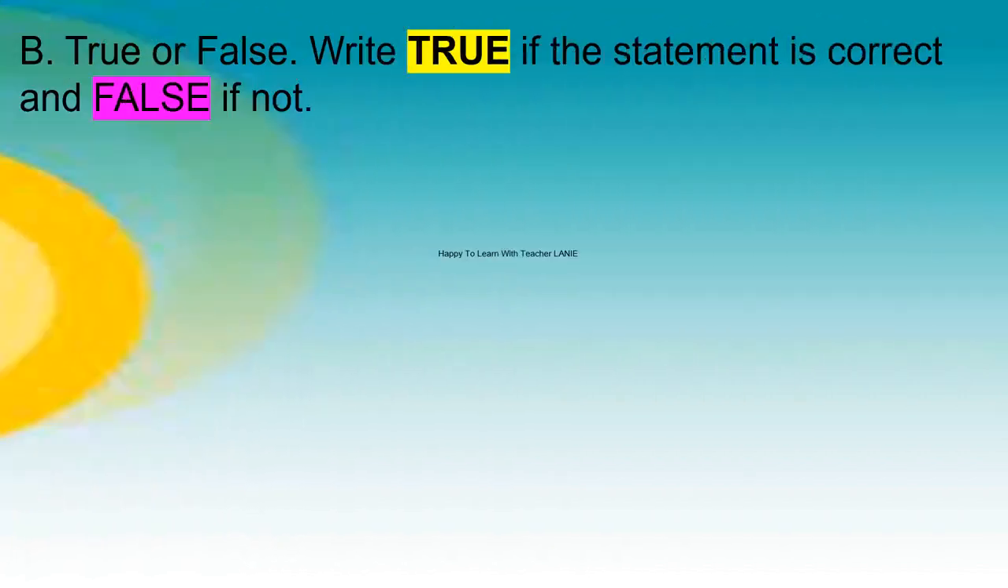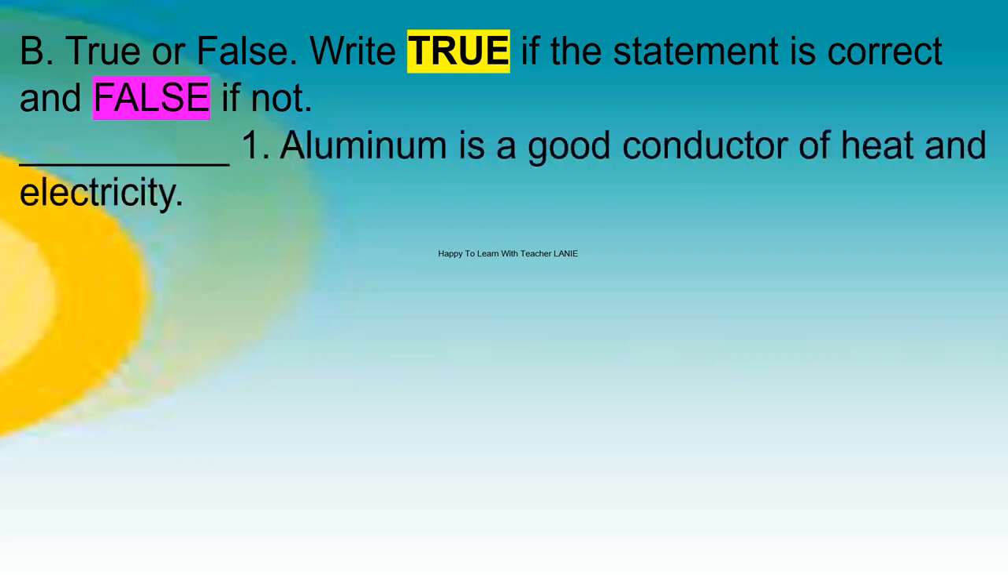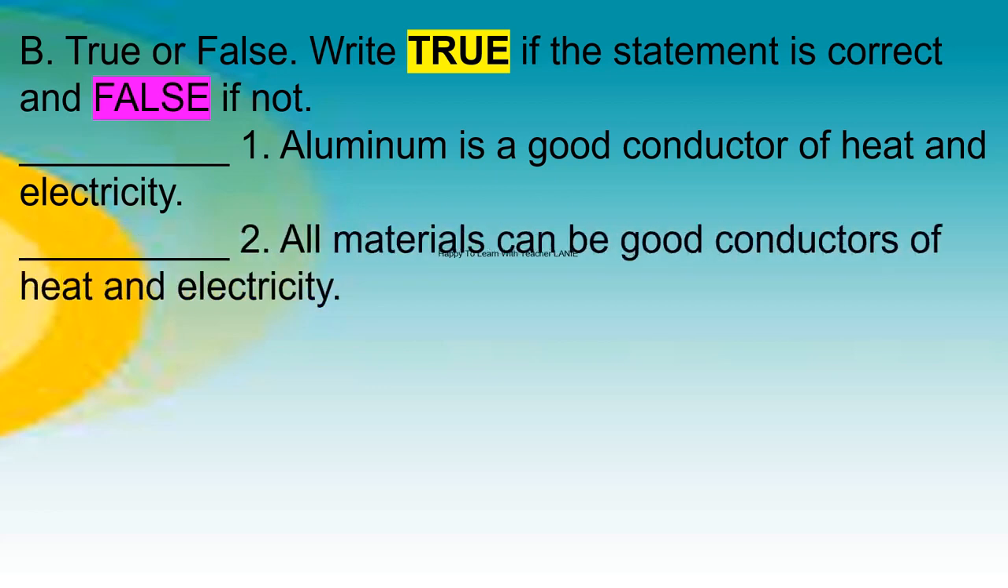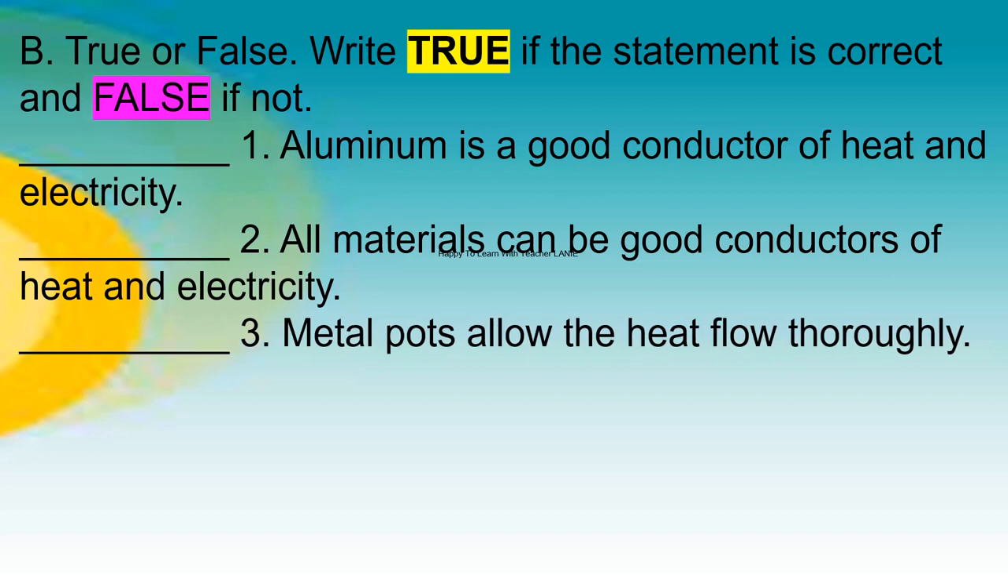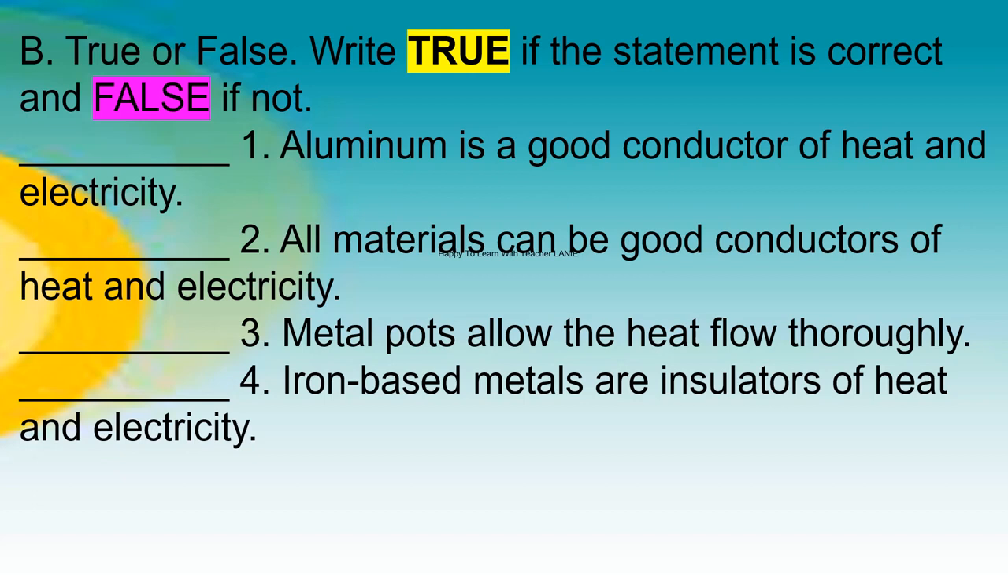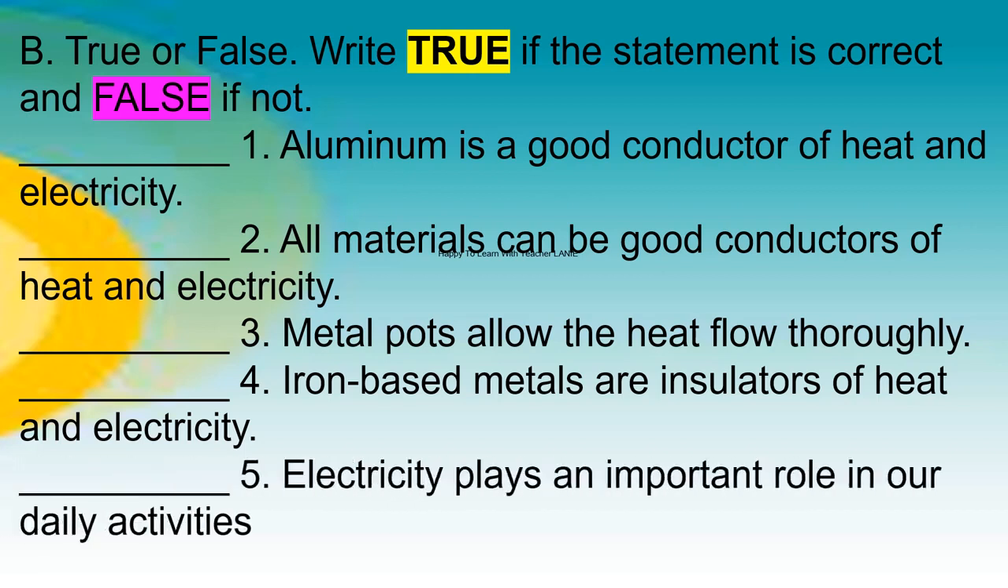True or false? Write true if the statement is correct and false if not. Number 1. Aluminum is a good conductor of heat and electricity. Number 2. All materials can be good conductors of heat and electricity. Number 3. Metal pots allow the heat to flow thoroughly. Number 4. Iron-based metals are insulators of heat and electricity. Number 5. Electricity plays an important role in our daily activities.